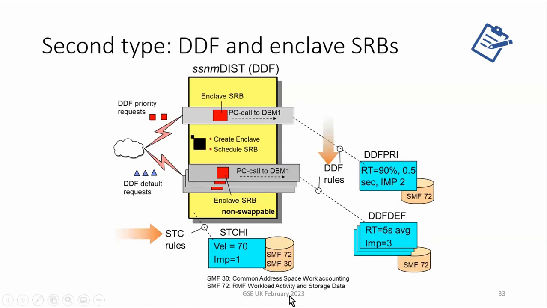And you can see down here at the bottom, right? The address space itself is running according to STC rules. In my case, I have STC high as the service class, along with the other DB2 address spaces. It's got a velocity of 70 and an importance of 1. And we're going to produce SMF 72, which is one of the RMF records, and SMF 30 to track what the DIST address space is doing.